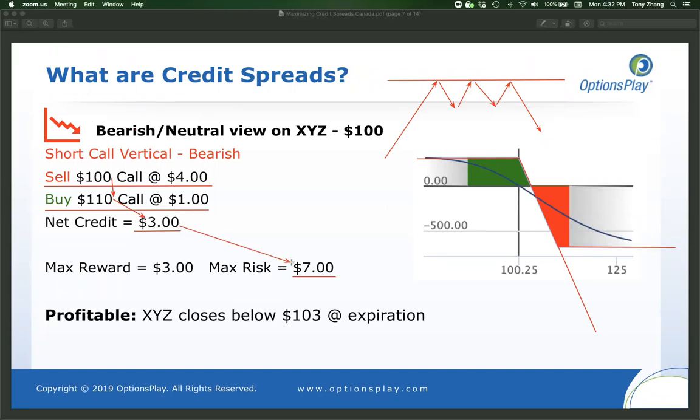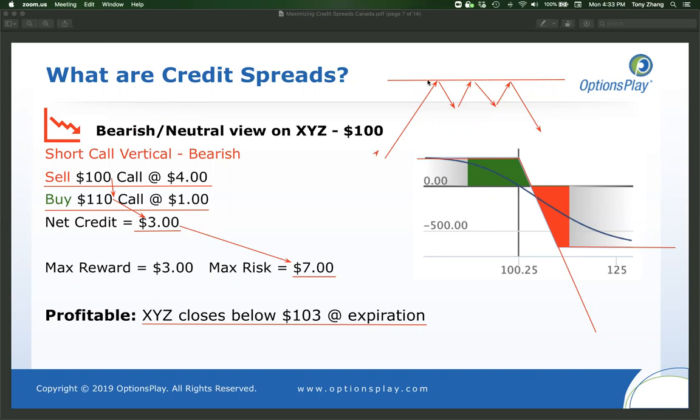That gives you the remaining $7 of risk that you have with this strategy. And again, just like the put credit spread, this strategy is fairly resilient and fairly forgiving because it profits as long as stock XYZ closes below 103 at expiration. So you could actually get this resistance level slightly wrong, and the stock can rally a little bit above that resistance level to 102, 103, and actually still not lose money on this trade.